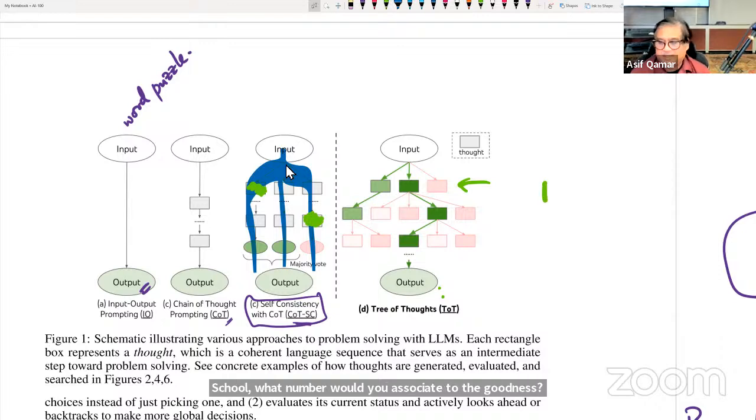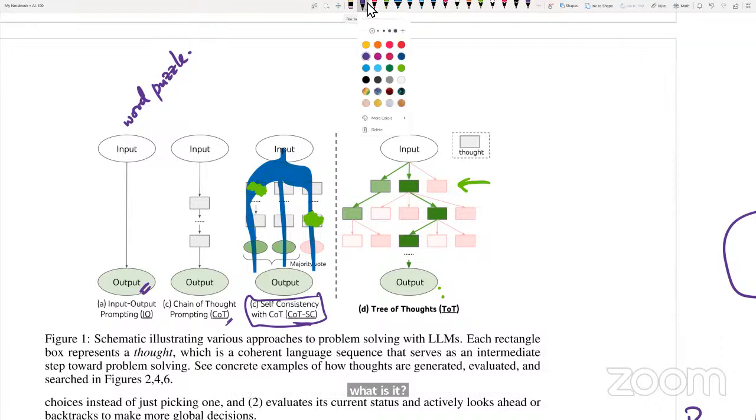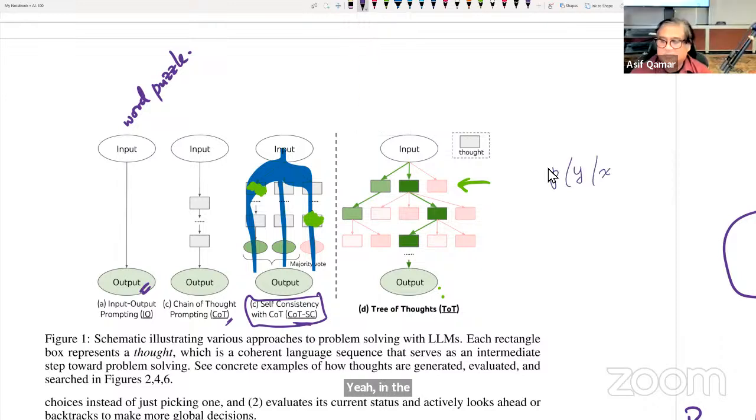Remember, what is it? Okay, let me write it in mathematical notation. Yeah, in the sense of the probability. So, probability of y given x. That's exactly what it is, conditioned on x. All predictive models are in a way discriminative models, of this form. So this is it. You're asking it to score, to produce a number here for each of these thoughts. And so using that, you produce more thoughts.